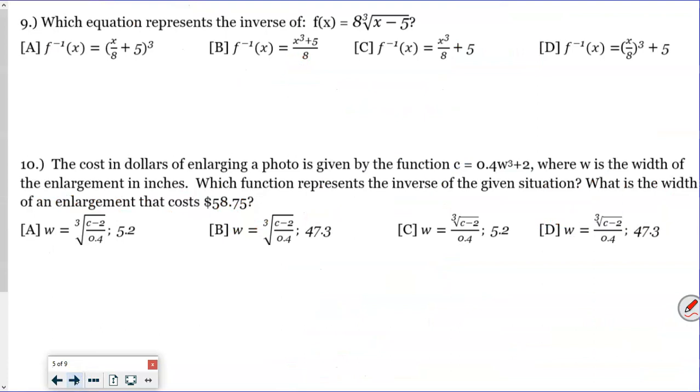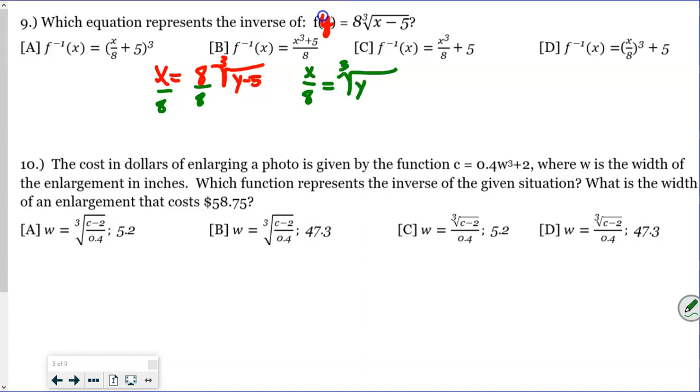All right, so number 9 says, which equation represents the inverse? So on this one, again, this is y, so we're going to say x equals 8 times the third root of y minus 5. My first step is going to be divide by 8. So that's going to be x over 8 is equal to, again, the cube root of y minus 5. So how do we get rid of a cube root? Yep, we cube it, right? So we're going to cube both sides.